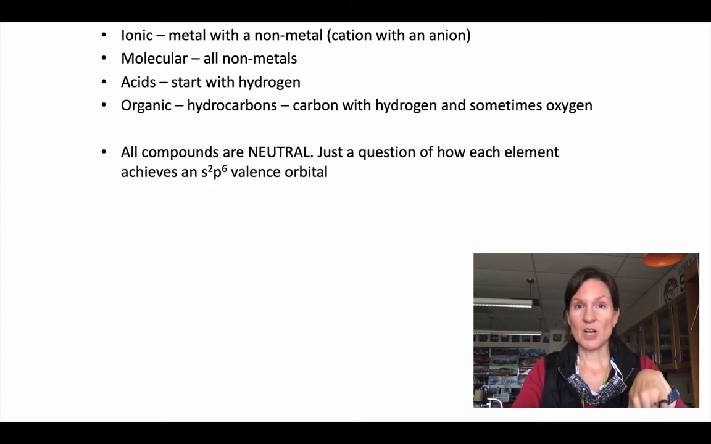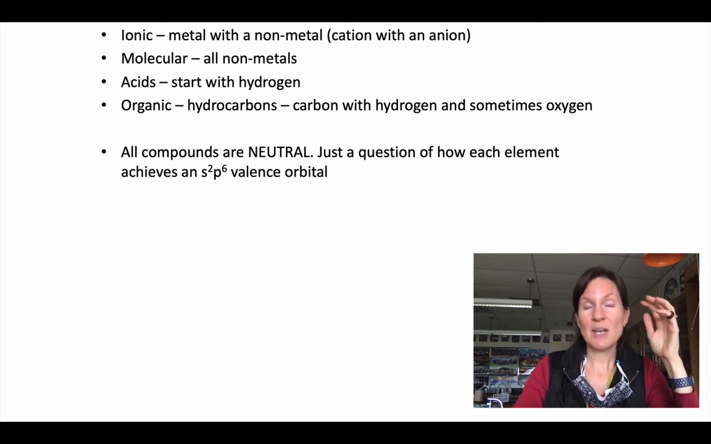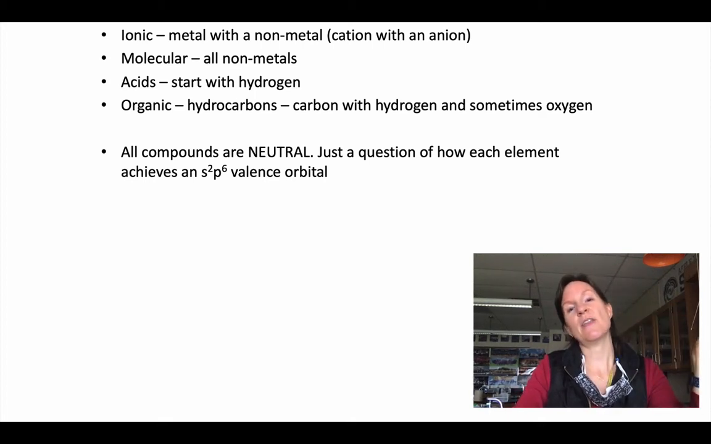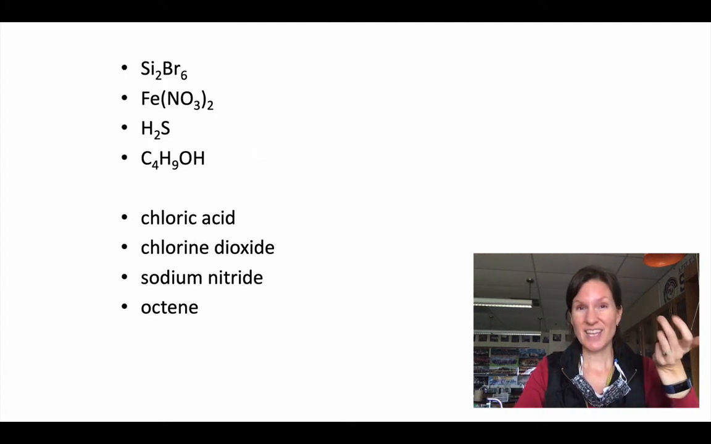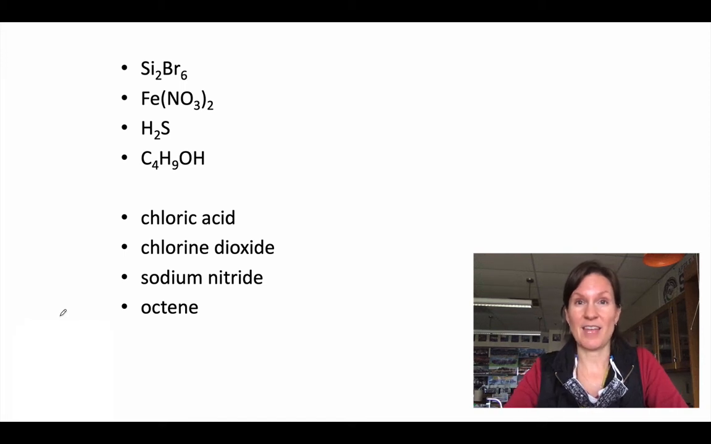All my compounds are neutral. So these are all normal compounds, and it's just a question of what type they are. So here are some examples that we're going to talk through. In these examples, I'm kind of looking for 4 things. Is there a metal? Because if it's a metal, it's ionic. Does it start with an H? Because if it starts with an H, it will be an acid. Is it a hydrocarbon, meaning it just has carbons, hydrogens, and oxygen, because then it would be organic. And if it's none of those things, it's just a simple molecule.